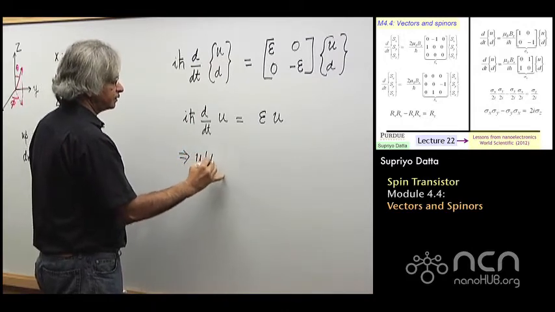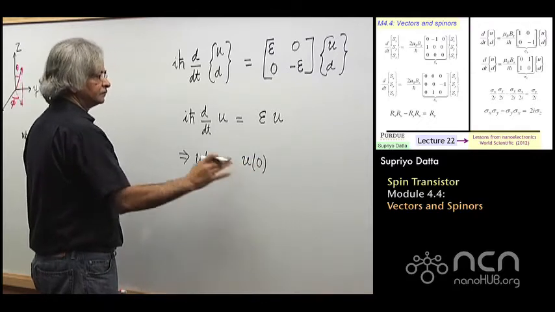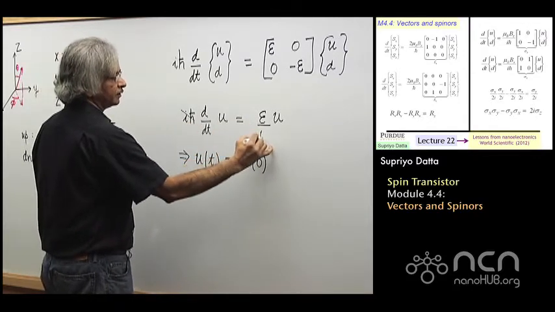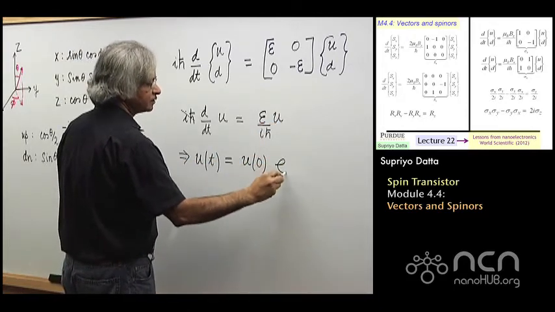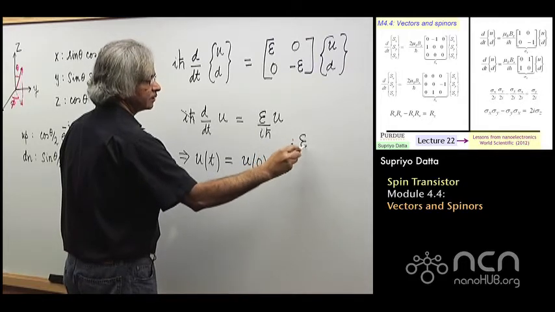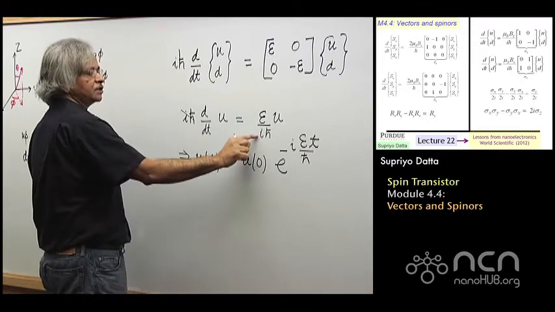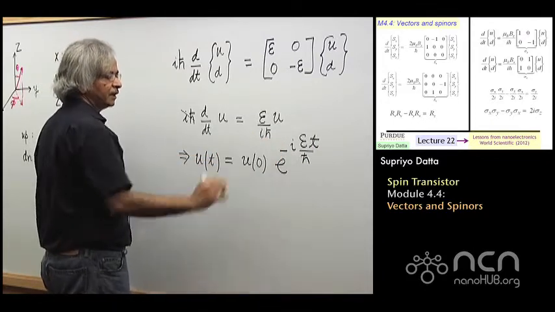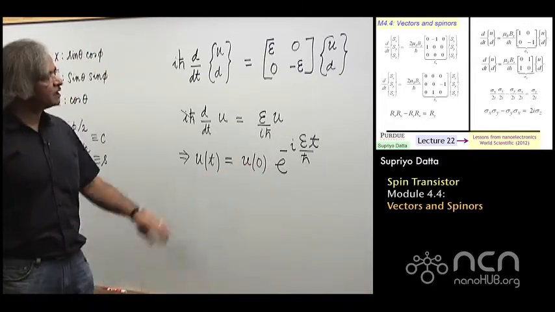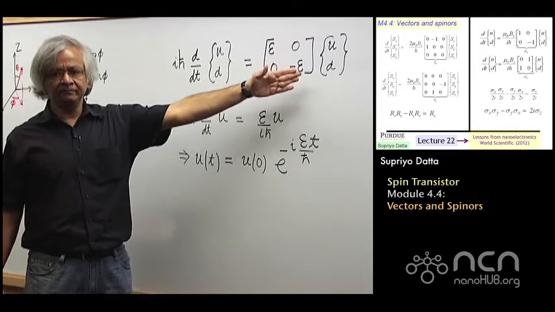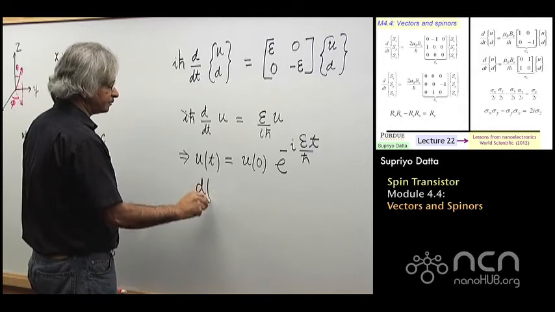The up component as a function of time would be whatever it is at time 0. I can take this iħ from here and put it there. And so it will be exponential of that quantity times t: minus i epsilon over ħ times t. I guess the i was in the denominator, so I took it up and put a minus i. That's it. So as far as the up component, it will do this. Down component, again, same story. It's just that instead of epsilon, it's minus epsilon. So it will look something like this.